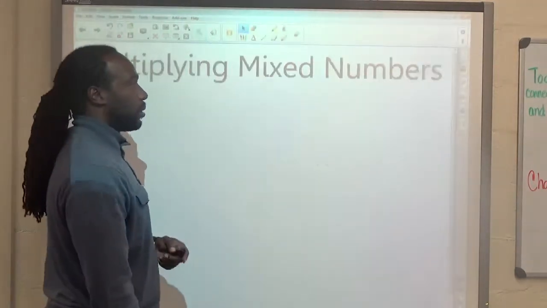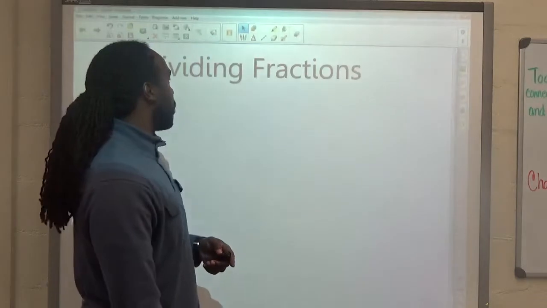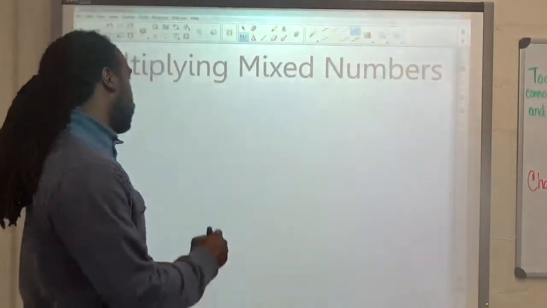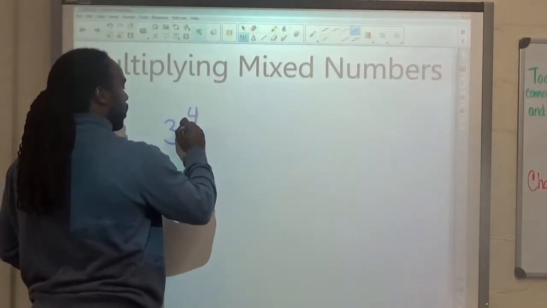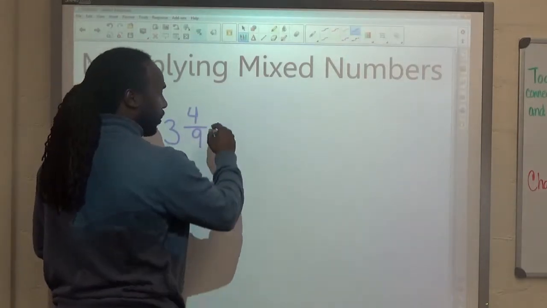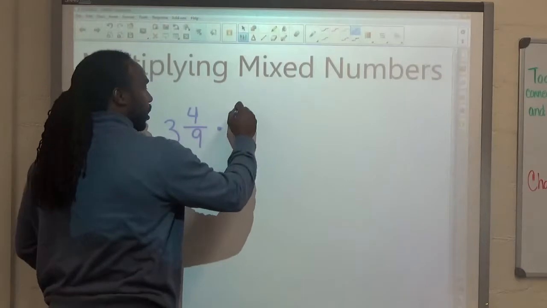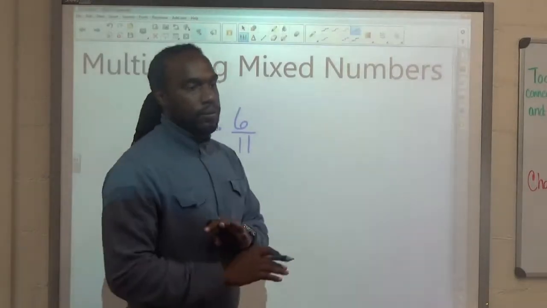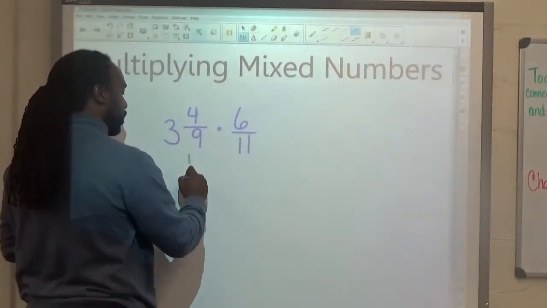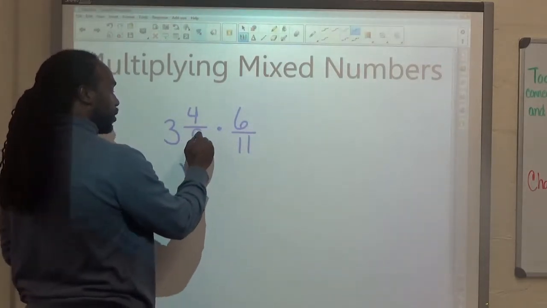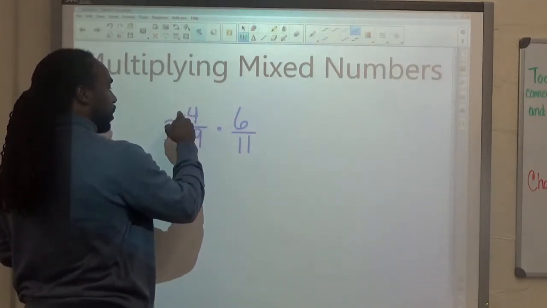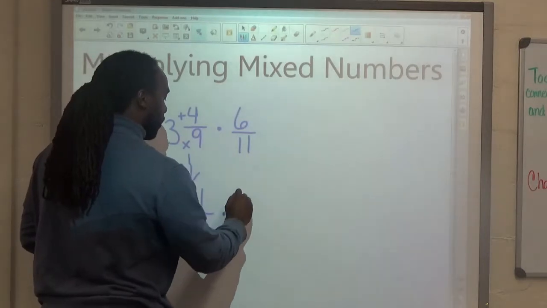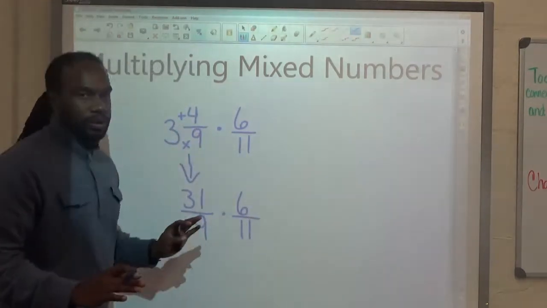Our next example we've done is multiplying mixed numbers. The most key thing that you do when you multiply mixed numbers, let's just say I take 3 and 4/9, multiply, my dot means multiplication, you guys know that, by 6/11. The first step you must do before any of that is change the mixed number into an improper fraction. How you would do that is 3 times 9 is 27 plus 4, going to give you 31/9 multiplied by 6/11.